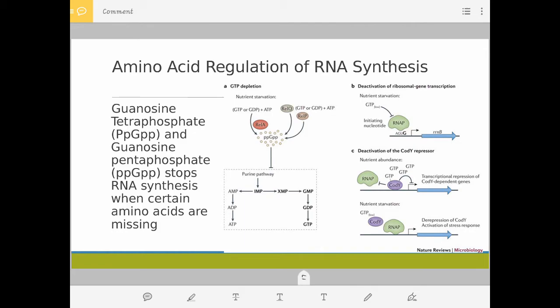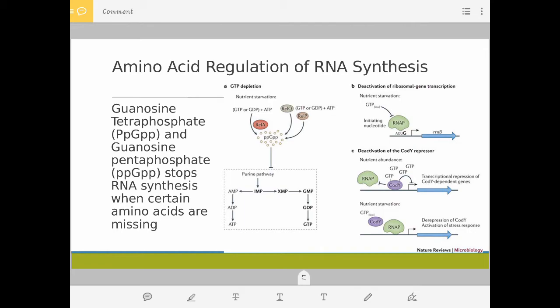Okay, so we also have amino acid regulation for RNA synthesis. So you have here guanosine tetraphosphate, ppGpp, and you have guanosine pentaphosphate. It helps stop RNA synthesis when you are missing certain amino acids, because your cell cannot produce proteins if it is missing just one of the 20 amino acids. That's why you have the essential amino acids. It's actually quite important.